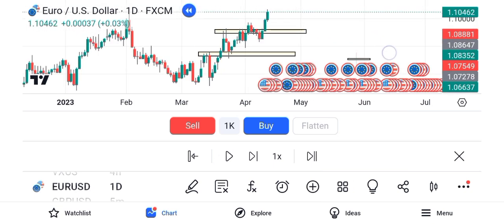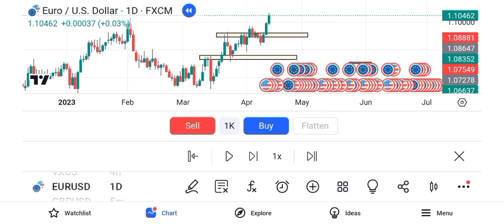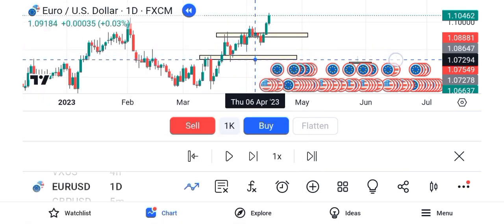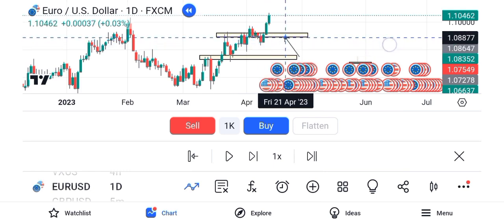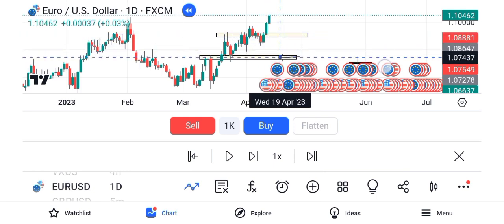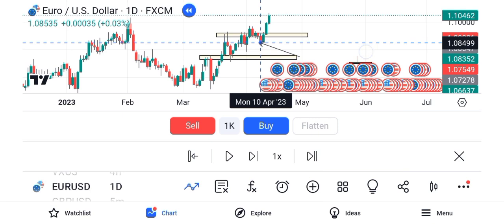Now in this scenario here, you notice that price came in between the key zone here. So it came in between these two key zones here. So you notice that the swing point is in between this key zone here and this key zone here. So this is the swing point here.